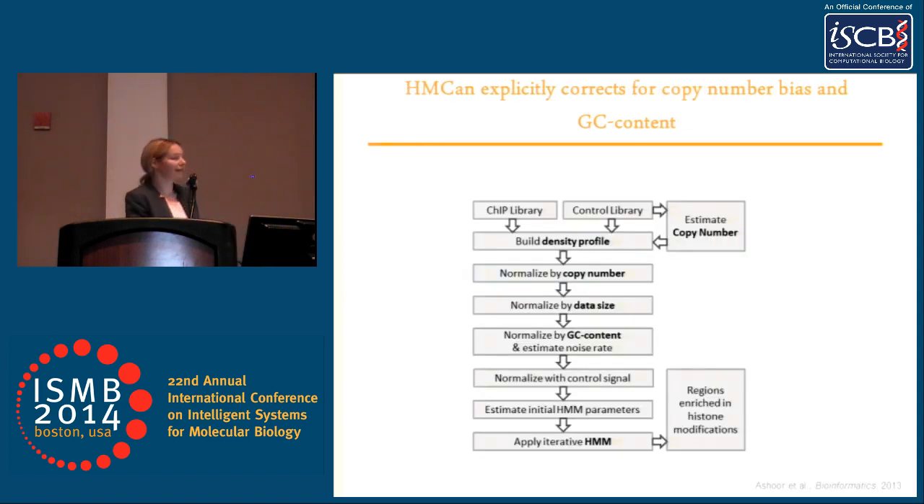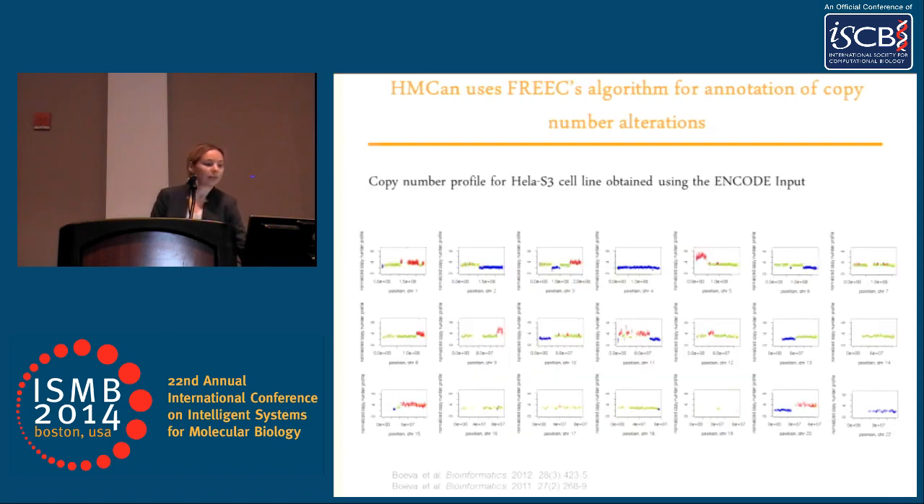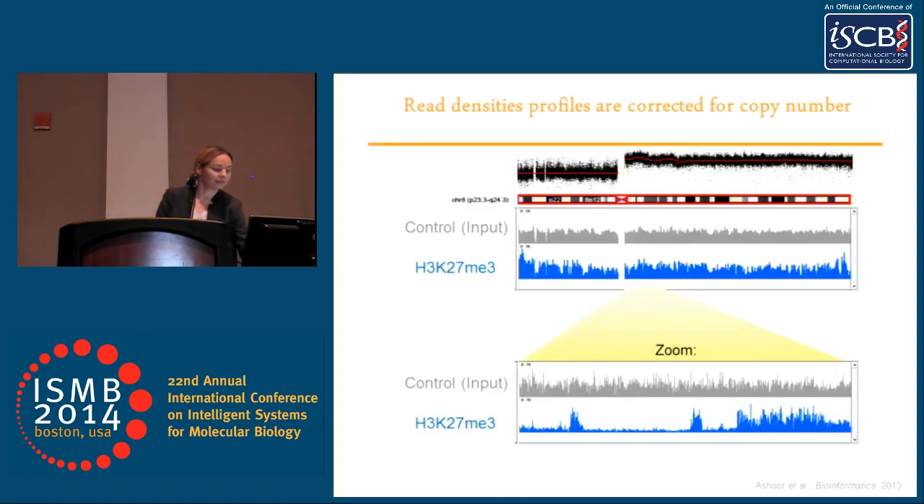So first, the outline. I'm not going into details. I just wanted to say that we explicitly normalize for GC content and copy number. And to get copy number, we apply a module extracted from the FREEC algorithm. This is an algorithm to detect copy number in whole genome sequencing data. Since our input is whole genome sequencing data, we can apply it and get copy number profile. So here you see copy number profile that we can get for HeLa cells from the Encode ChIP-seq data.